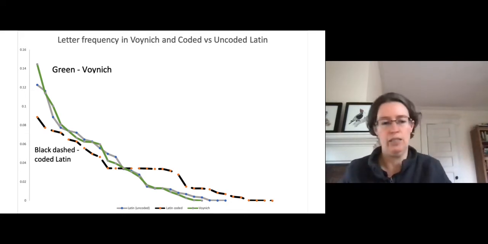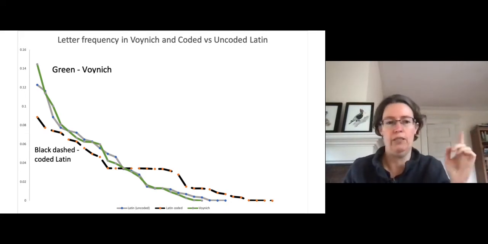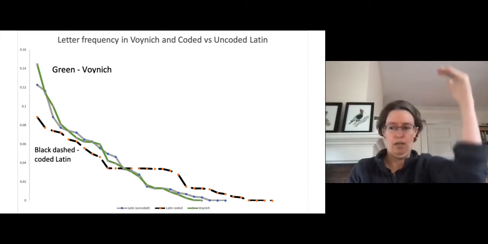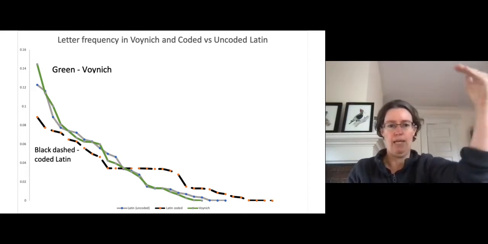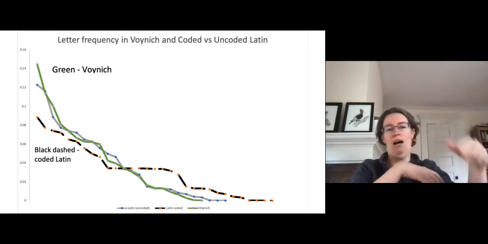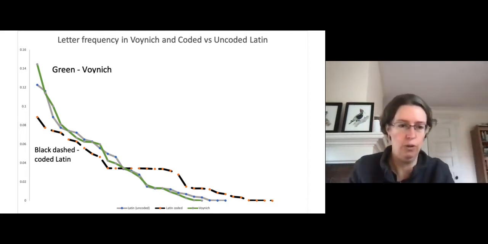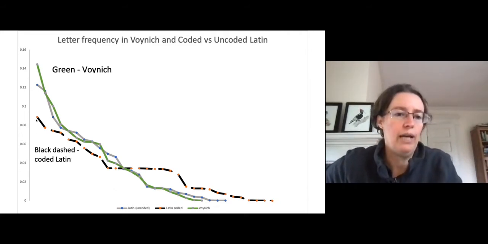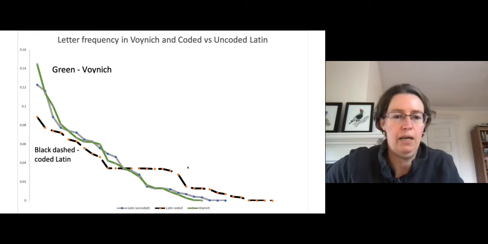So in Latin and English, for instance, the most frequent letter in running text is E. And so if E is encoded in multiple ways, that's going to cut the frequency of E and make it half as frequent or a third as frequent or whatever. And you can see how that looks if you look at this dashed black line here.